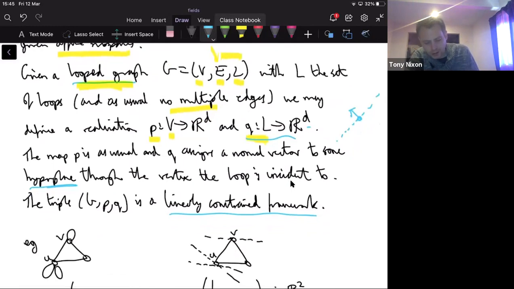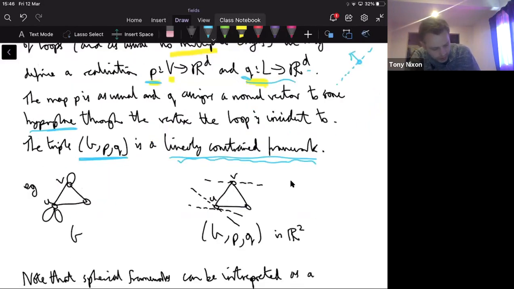And so now we have a triple from our looped graph, G equals (V, E, L), and our realizations P and Q. The triple (G, P, Q) is one of these linearly constrained frameworks. Okay, so here's an example. Here's a graph with 2 loops at the vertex U, 1 loop at V, and no loops at the third vertex, which I haven't given a name, W, say.